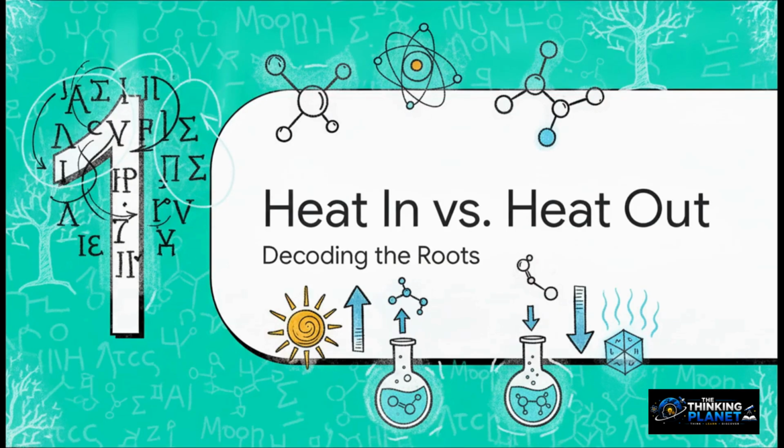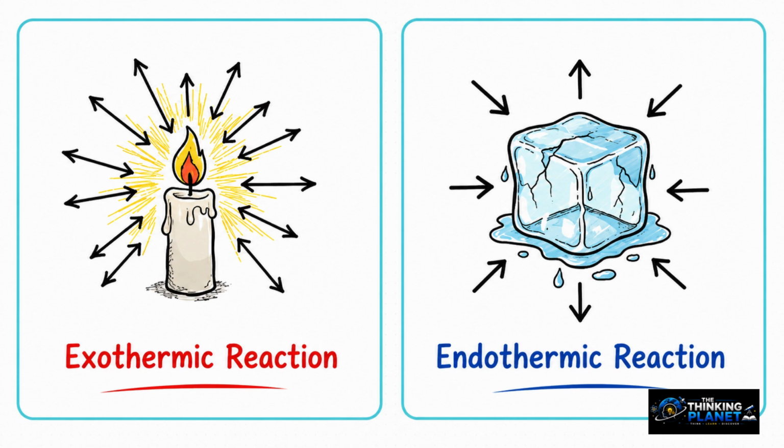Section 1. Heat in versus heat out. Decoding the Greek roots. So, our absolute first step is mastering the vocabulary. Now, I know chemistry terms can sound incredibly intimidating, but here's the secret. They're almost always just simple descriptions hiding in ancient Greek. If you can decode the words, you instantly know how the chemistry works. Let's look at our 2 stars for today, exothermic and endothermic.